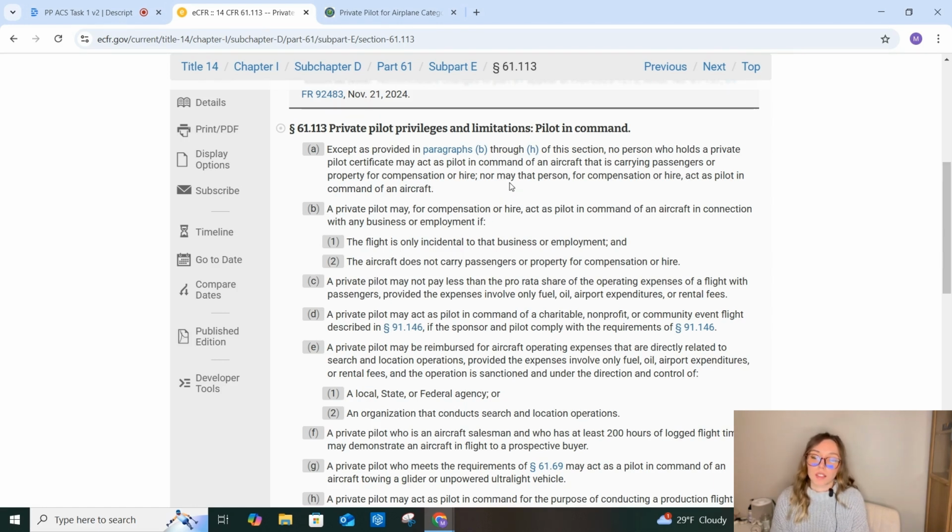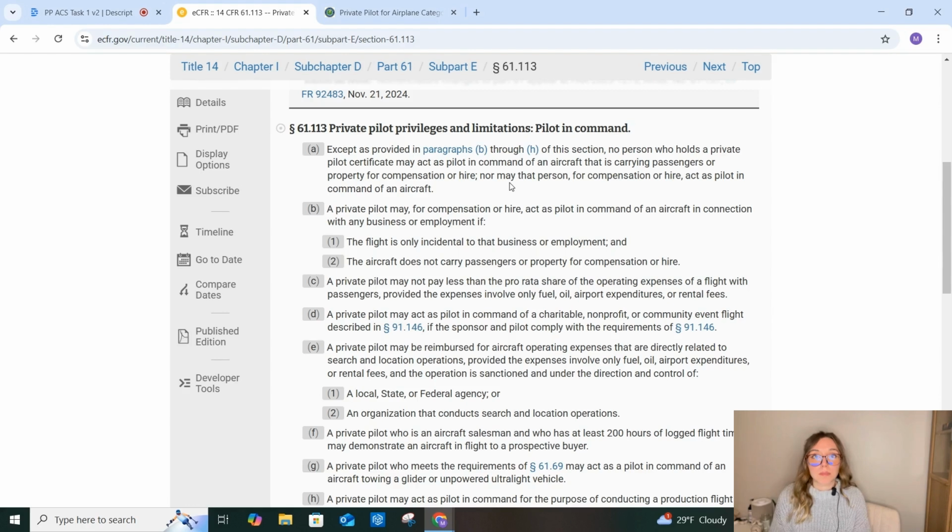So the really big limitation, that I think is probably the most important, is you can't fly for compensation or hire. It sucks when people ask if they can comp you, like pay for your flight, and you fly them somewhere that they really want to go to, like it's a service that you're offering them and you want to do it because you want to build hours. But as a private pilot, that is not legal, and the FAA would get you in trouble if you did that. So you cannot fly for compensation or hire.